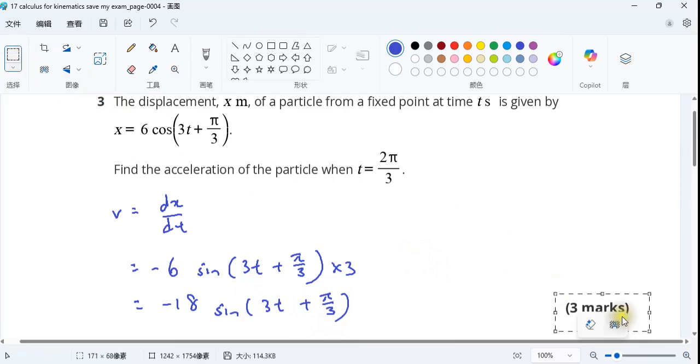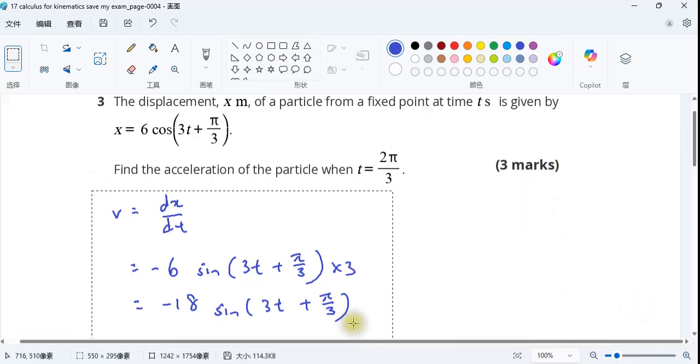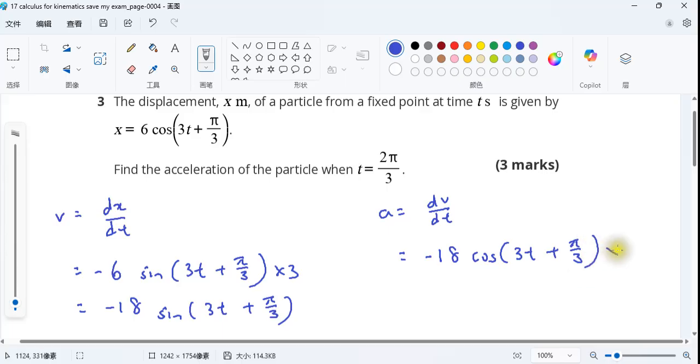And then next we want to find the acceleration. So we know that the acceleration is dv/dt. Then it will be negative 18 cos(3t + π/3). Then multiply with 3: negative 54 cos(3t + π/3).